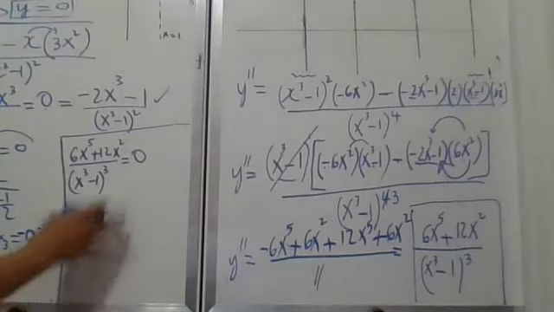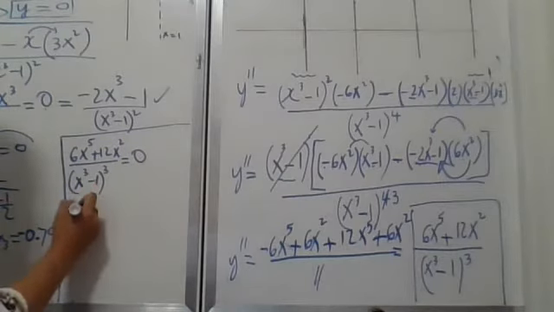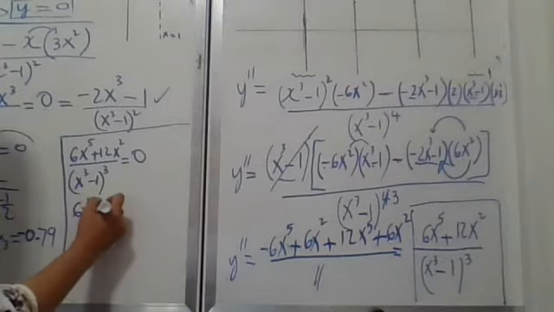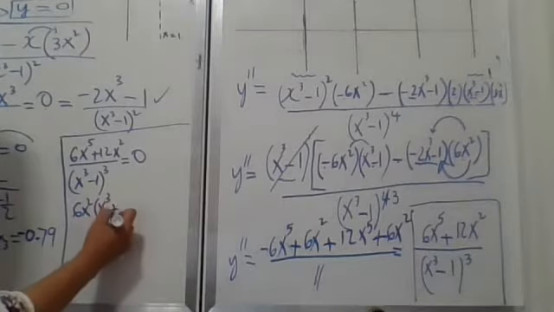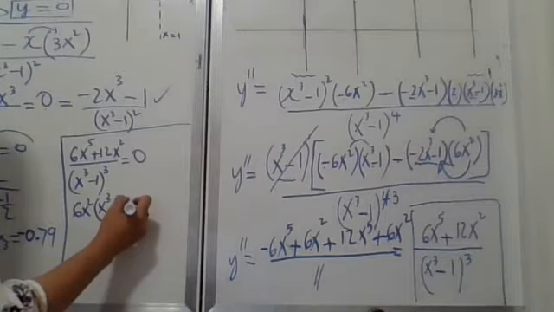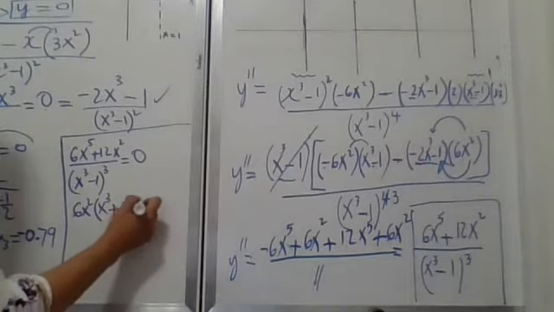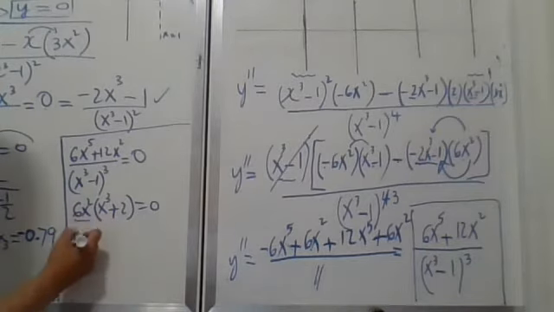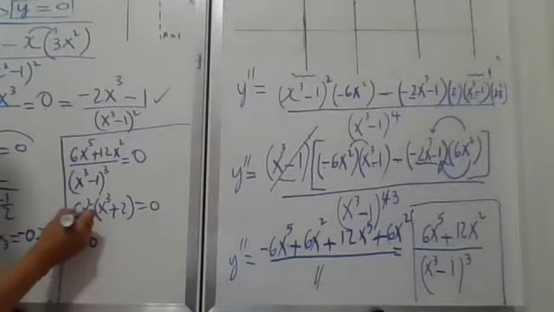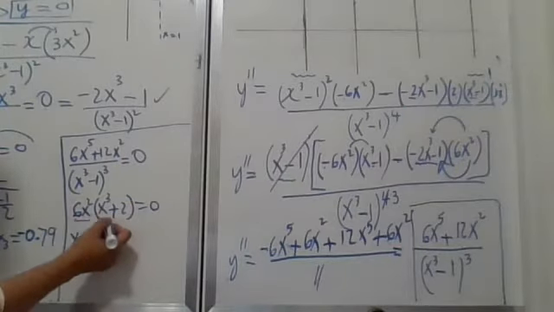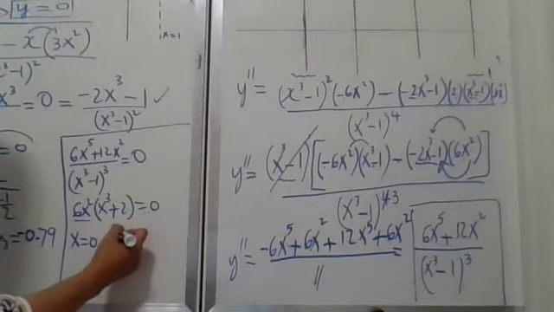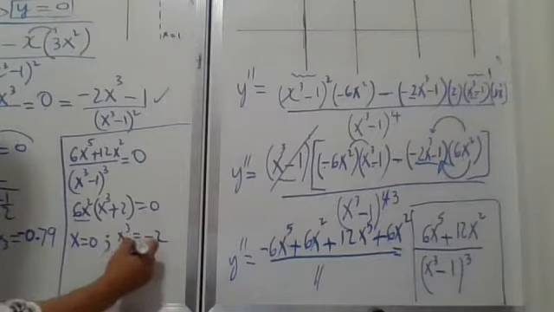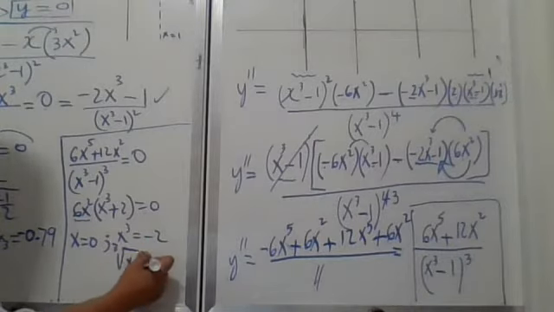So left side and right side. So now let's solve for x. So I'm going to factor out the top. So 6x squared times x to the power 3 plus 2, right, equals 0. So that tells us that x will be equal to 0 because this one equals 0. The first bracket, the second bracket will give us x to the power 3 equal to minus 2. And we take the third root of it to get down to x.